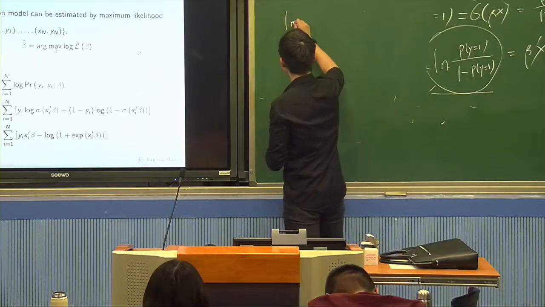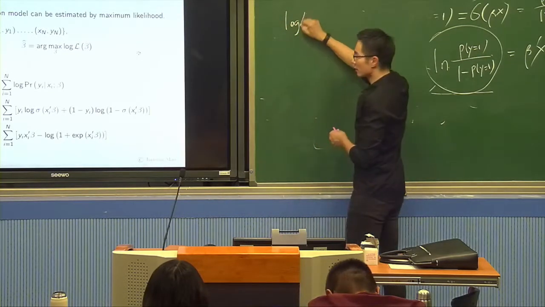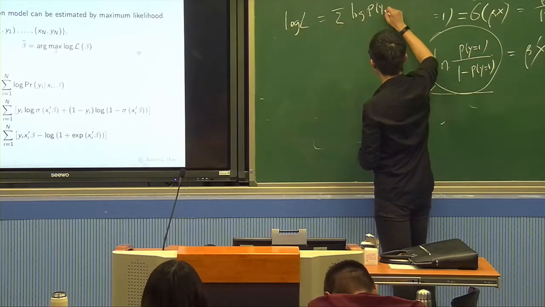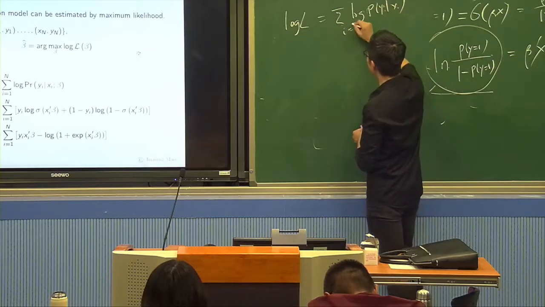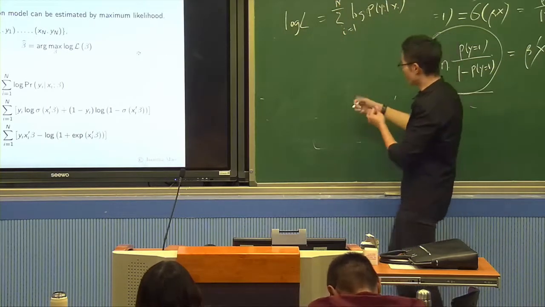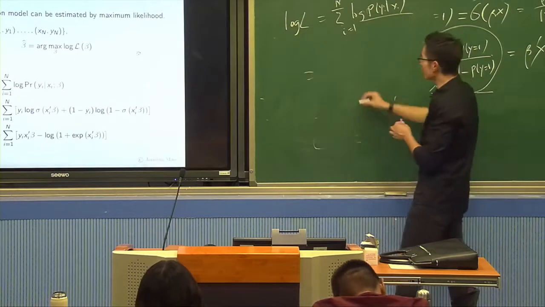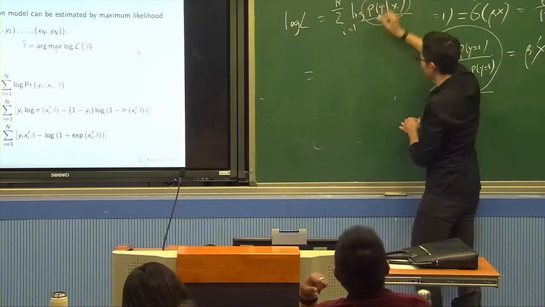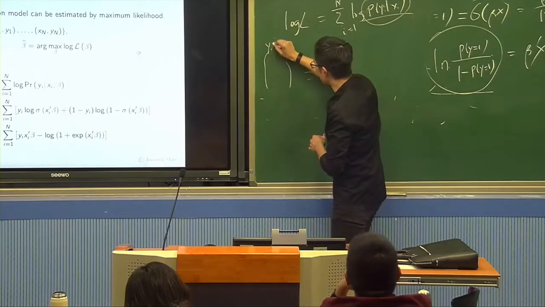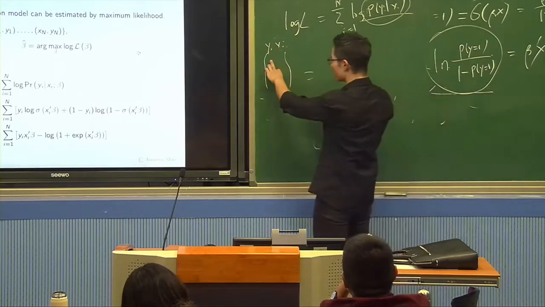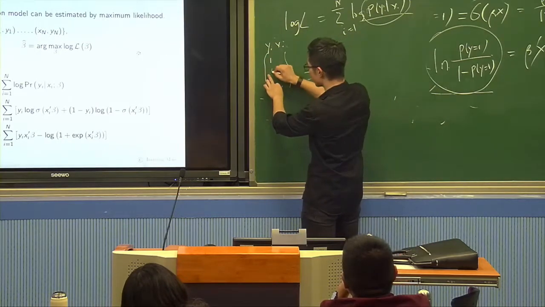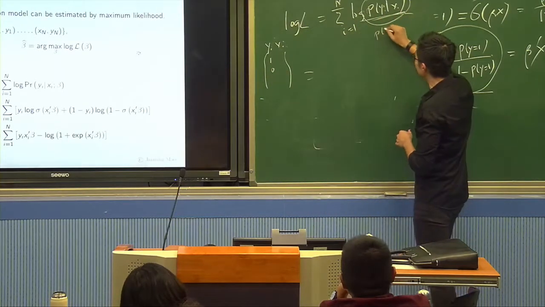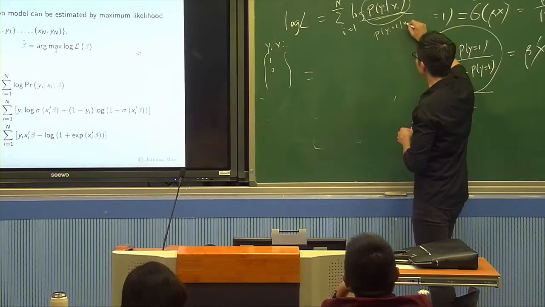So what is the probability? What is the log likelihood? The log likelihood is the sum of the log probability of each yi given xi, i from 1 to n, okay? Then what is this? Well, this depends on whether, for this particular yi, y is equal to 1 or y is equal to 0. If y equals 1, then this thing is simply the probability of yi equal to 1 conditional on xi.